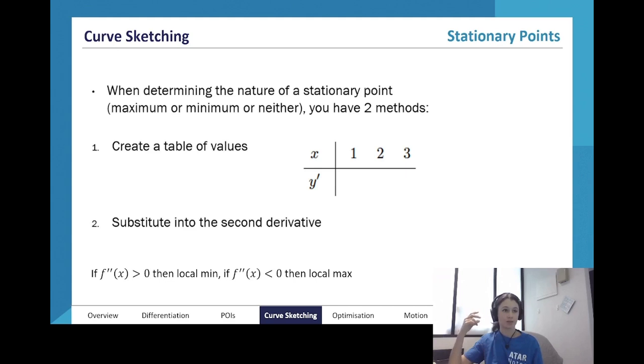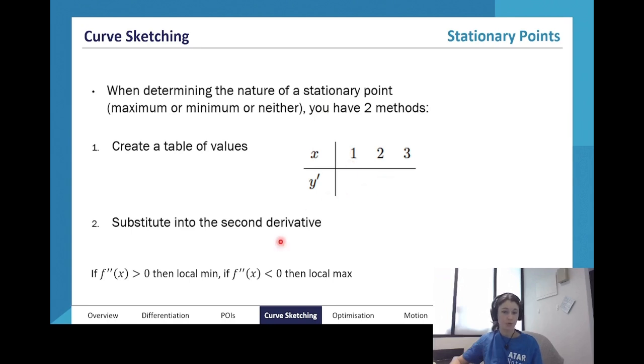But once you've found the point when the first derivative equals 0, you need to determine the nature of the stationary point. And that means whether it is a maximum point or a minimum point. So we have two methods for finding the nature of a stationary point. The first one is using a table of values. This is similar to what we've been doing in the previous examples where we've been using tables of values.